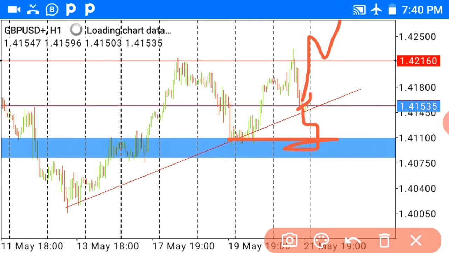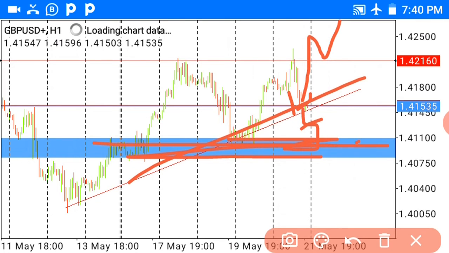I repeat, if the market comes down, maybe breaks below this trend line, then wait for the market to come to this level. If it doesn't get to this particular level, once it starts showing you signs of continuation, I'm sure you know the signs of continuation at this level right now.